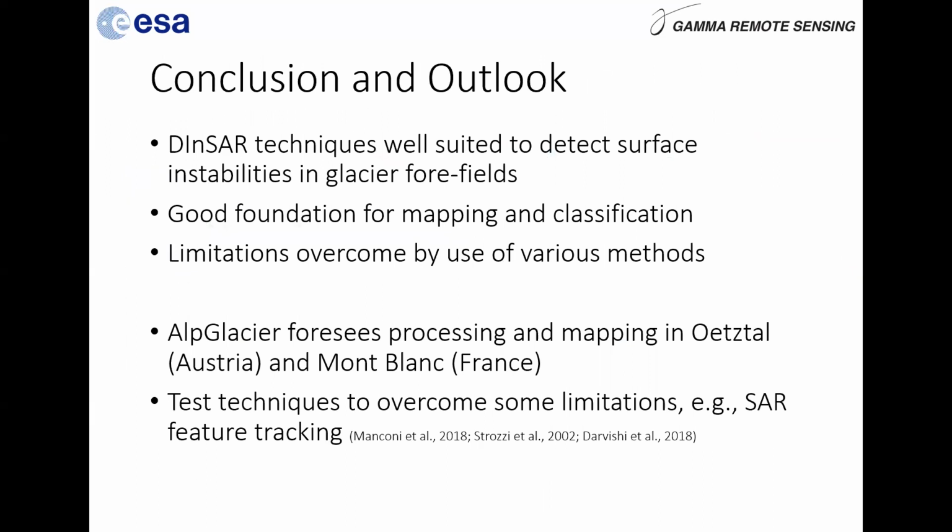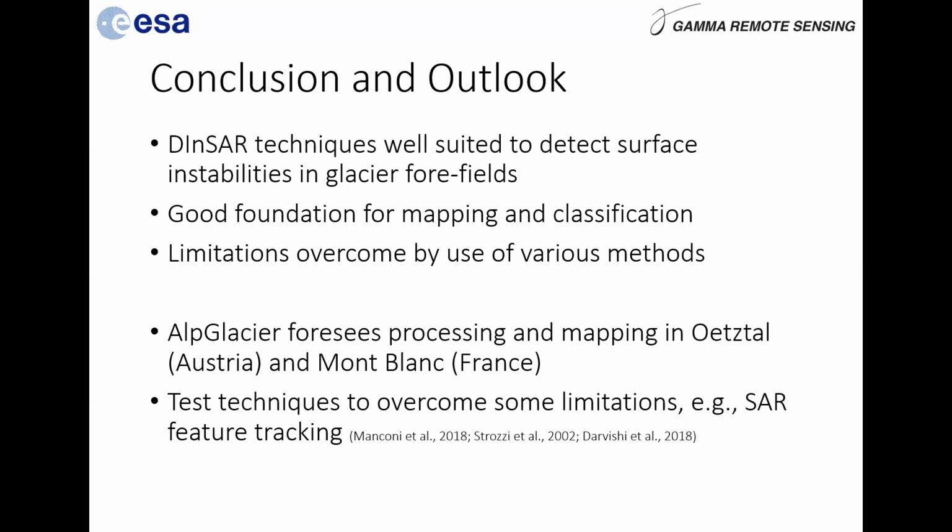So in conclusion, the DInSAR methods presented here are clearly well suited to detect slope instabilities in glacier forefields, despite limitations set by decorrelation and loss of coherence. They form a good basis for manual mapping and classification of features in order to perform a hazard assessment.